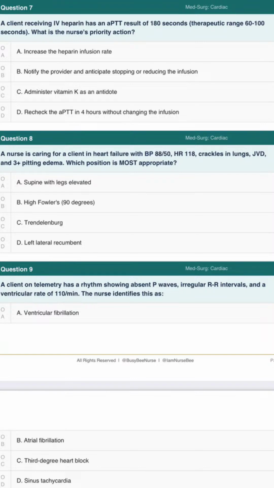A client receiving IV heparin has an APTT result of 180 seconds. The therapeutic range, pay attention to this part, is 60 to 100 seconds. What is the nurse's priority action?